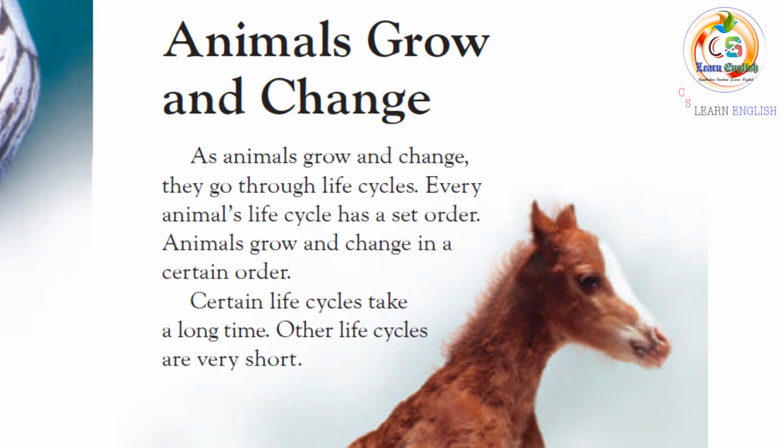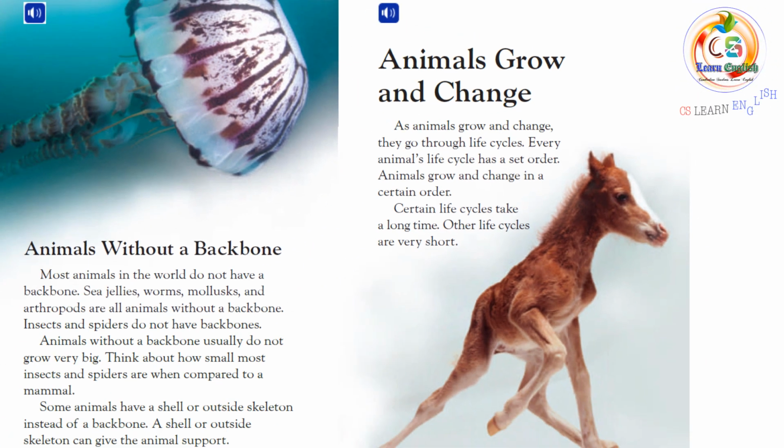Animals grow and change. As animals grow and change, they go through life cycles. Every animal's life cycle has a set order. Animals grow and change in a certain order. Certain life cycles take a long time. Other life cycles are very short.